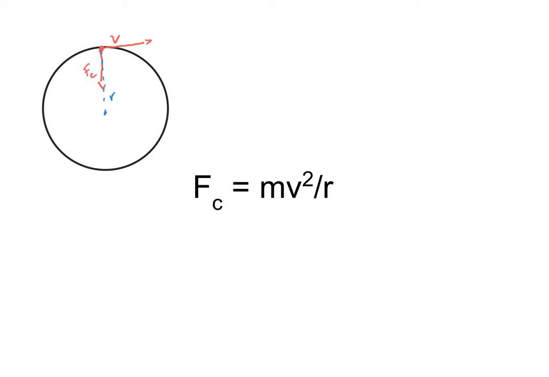Now, if you remember the equation for centripetal acceleration, you can probably see where our centripetal force equation comes from. Remember, our centripetal acceleration is given by v squared over r, and force is always equal to mass times acceleration. So our centripetal force is equal to mass times our centripetal acceleration, or mv squared over r.